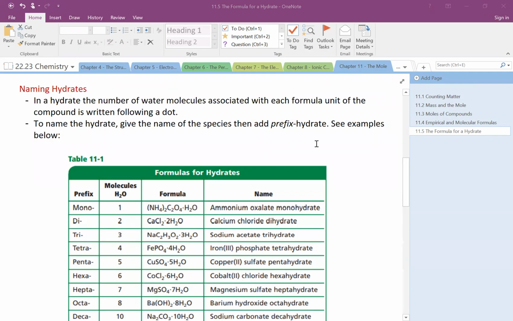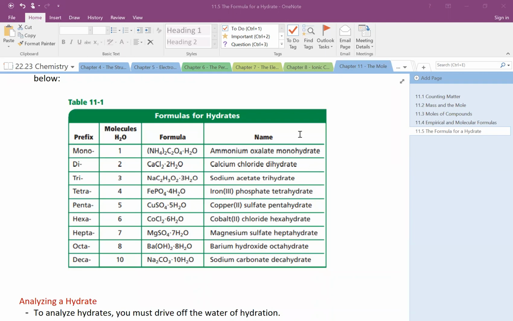Of course, you're seeing this table and you're seeing something else: when you name the hydrate, you give the name of the species, then add a prefix plus hydrate. For example, if you have one single water molecule, like in our first example, you would call that aluminum oxalate monohydrate. It's the same prefixes you would use for a covalent compound, except now it's used for the hydrate. If we look at 7, the prefix being hepta, we have MgSO4·7H2O. That is magnesium sulfate heptahydrate.